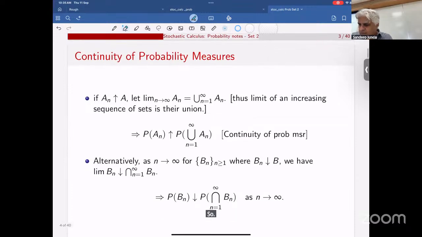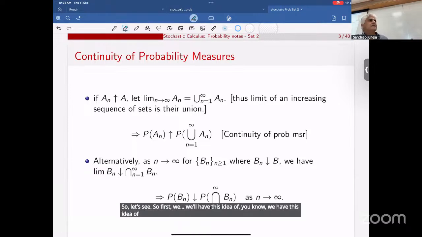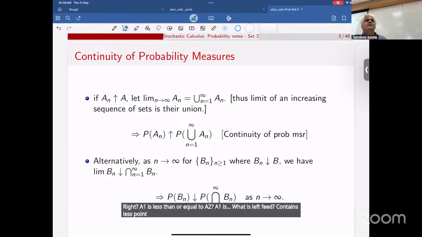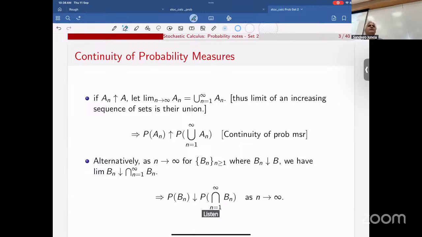So let's see. First we have this idea of sequences of points increasing to a limit, right? So let's extend that idea to sets. It's a very natural thing. If I give you a sequence of sets which are non-decreasing, they're only getting more and more points, then what does the limit mean? A1 is less than or equal to A2. What does less mean? Contained in. So A1 is smaller than A2 if A1 is a subset of A2. A2 is smaller than A3 if A2 is a subset of A3, and so on.